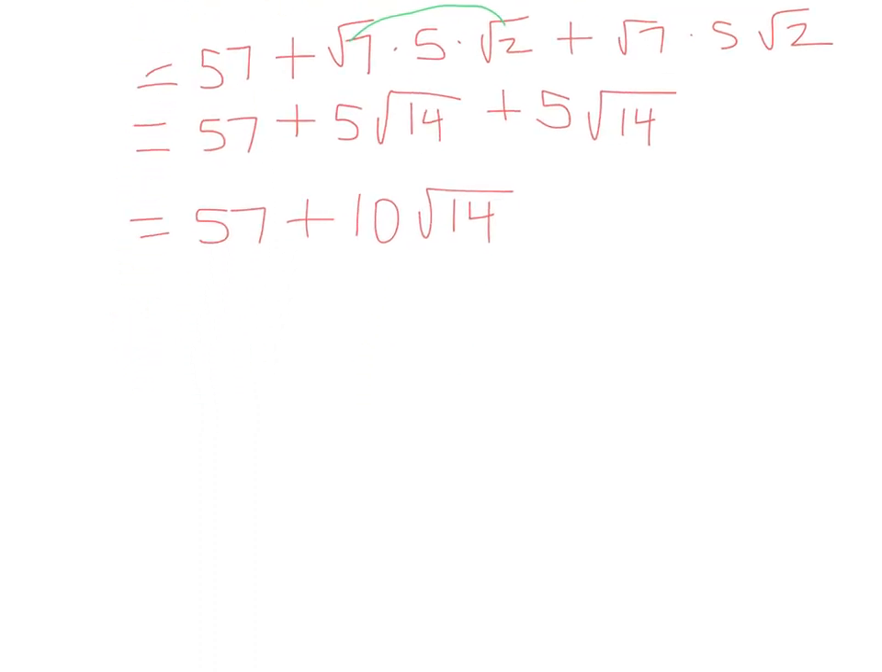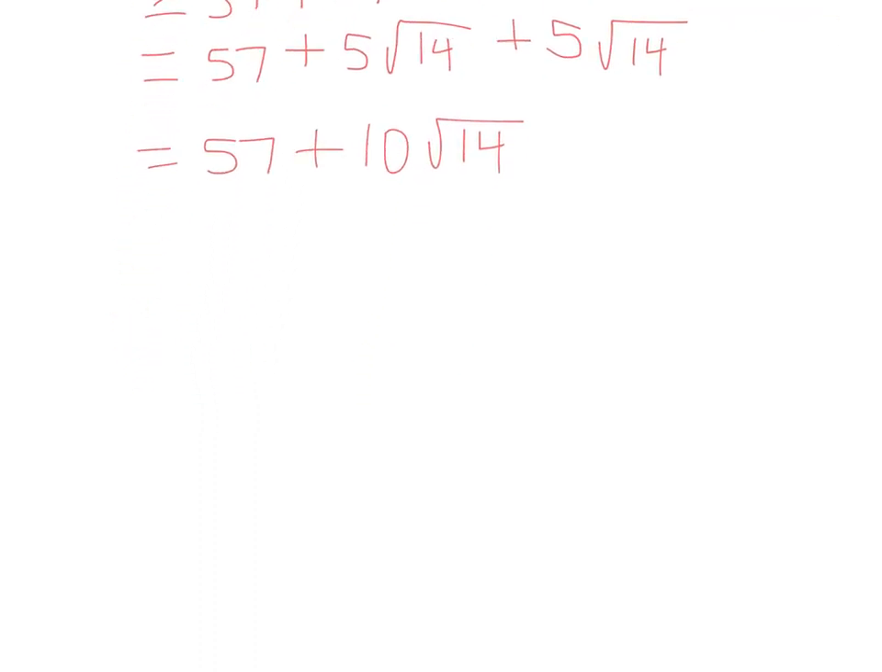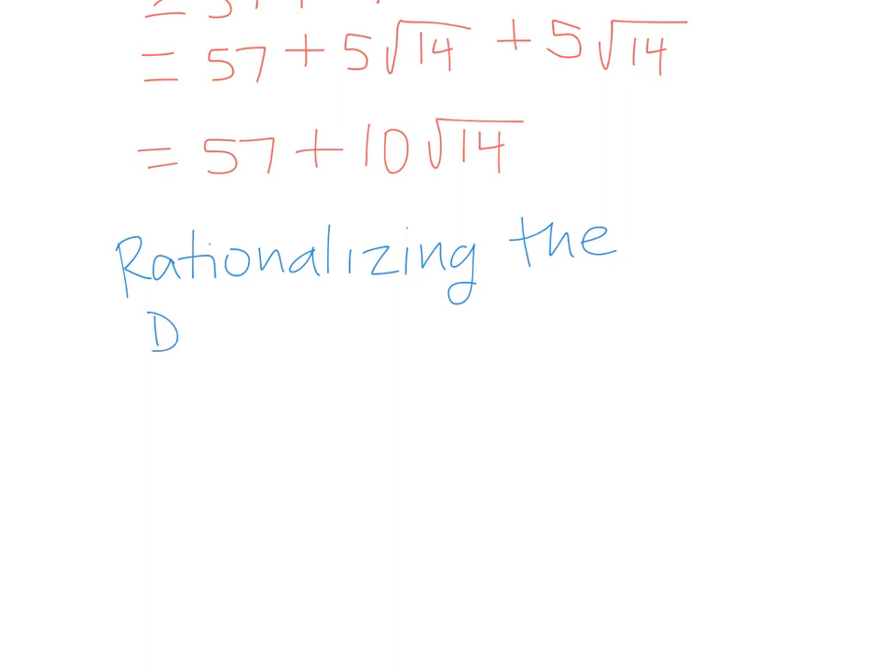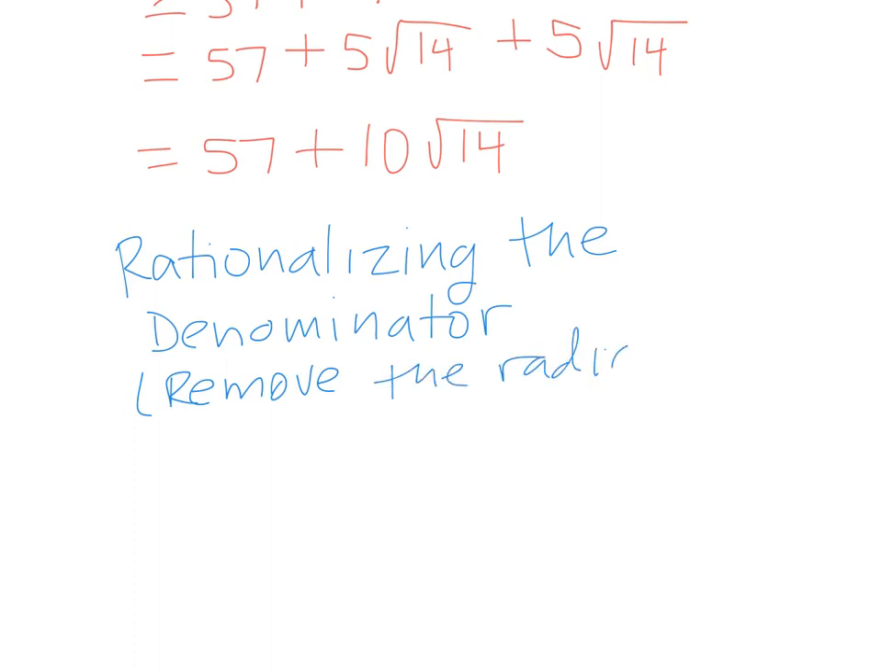Okay, the last thing that we're going to look at with radicals is rationalizing. We want to rationalize the denominator. That just means we want to make the denominator a rational number. In other words, we want to get rid of the radical. So we obviously can't just take it away. We have to manipulate it somehow. So let's look at how we do that.